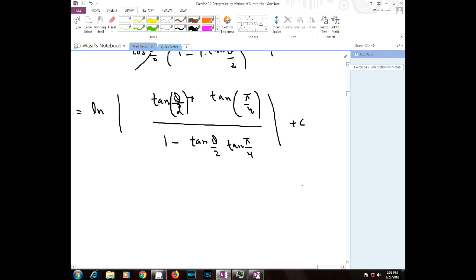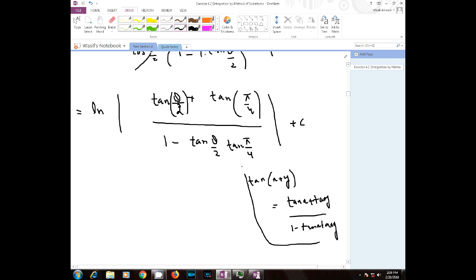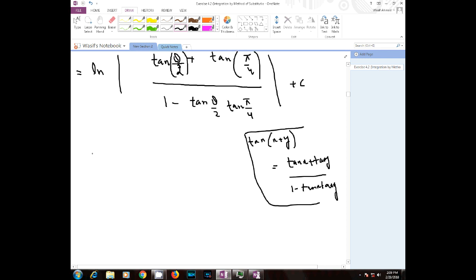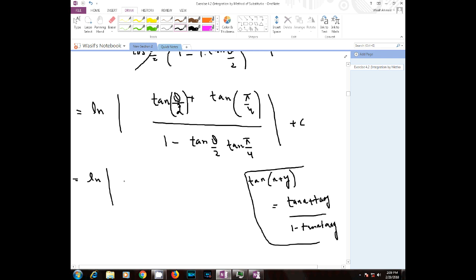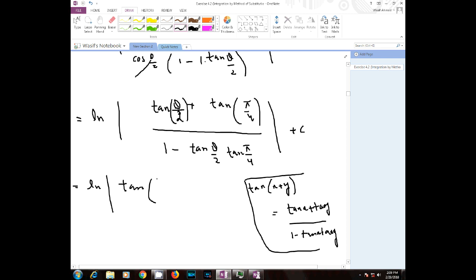Now this is the fundamental law of trigonometry, that tan x plus y is equal to tan x plus tan y divided by 1 minus tan x tan y. This is the basic formula learned in trigonometry at the junior level. So you have natural log of, applying this formula you will get simply tan theta by 2.